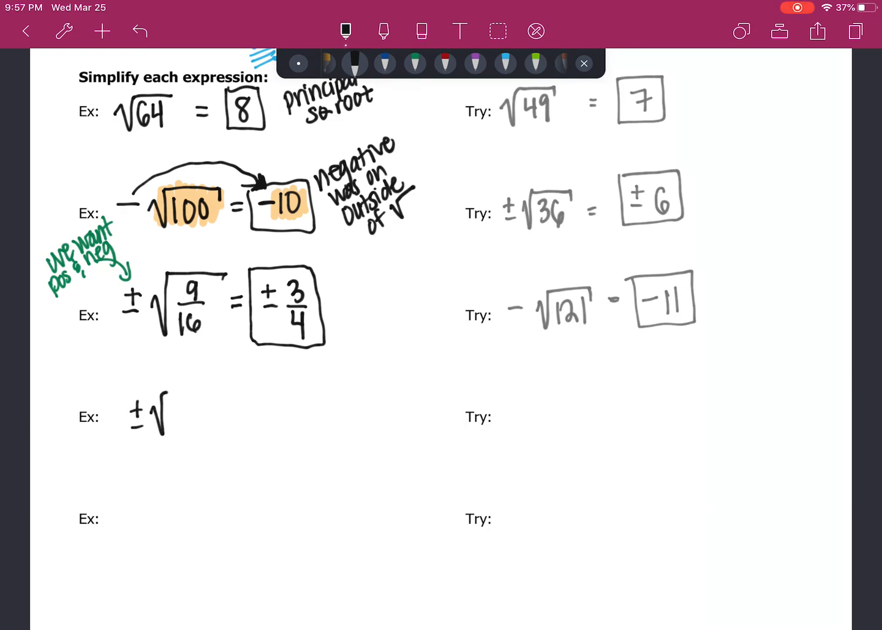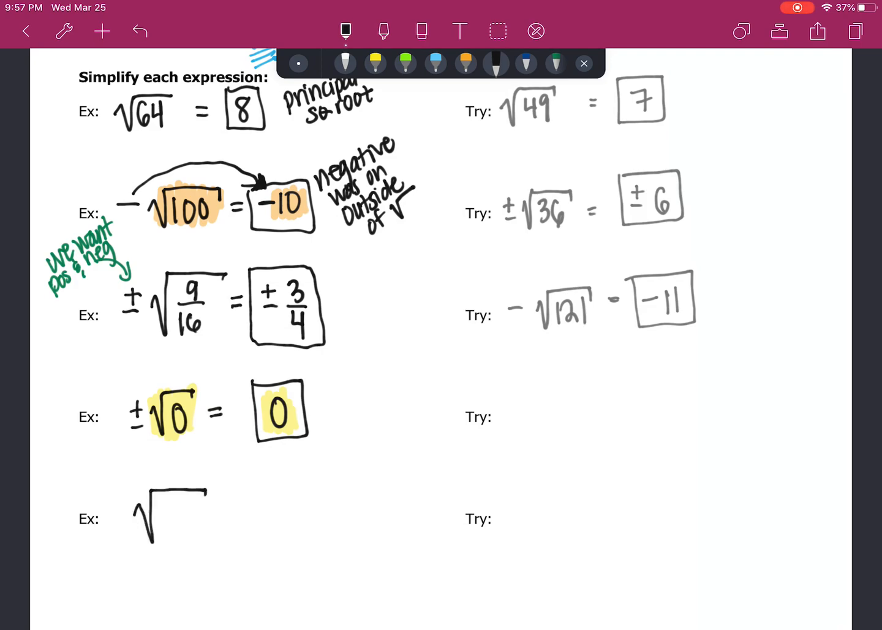We've got plus or minus the square root of 0. So we want the positive square root and the negative square root. However, the square root of 0 is just 0. And 0 has no sign associated with it, so we can't put a plus or minus in front of it because 0 is signless. It doesn't have a sign.